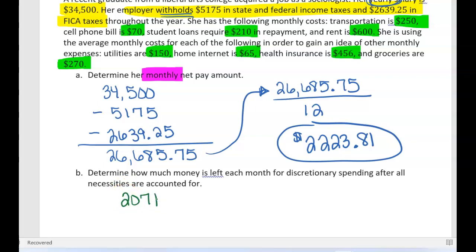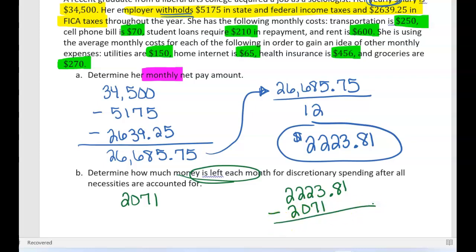$2,071. But my question doesn't say how much is she paying in bills. It says how much is left each month. So we know she brings home $2,223.81. And now we know she's going to pay $2,071 in expenses. So what's left over? $152.81 is all that is left over after she pays her bills.